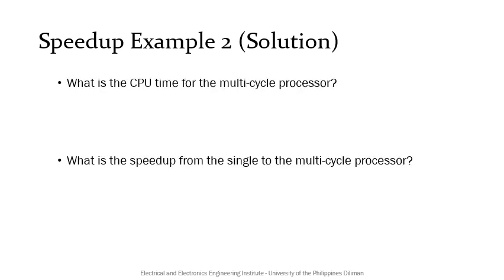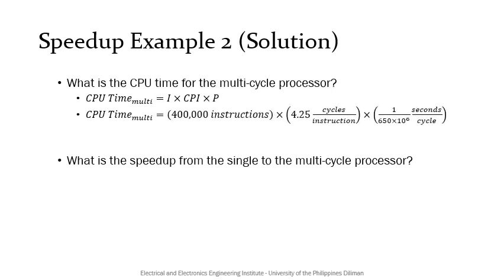For the third question, the CPU time for the multi-cycle processor is asked. CPU time again is I times CPI times P. For the multi-cycle processor, this is 400,000 instructions times 4.25 cycles per instruction times 1 over 650 MHz. Evaluating this gives us 2.615 milliseconds.